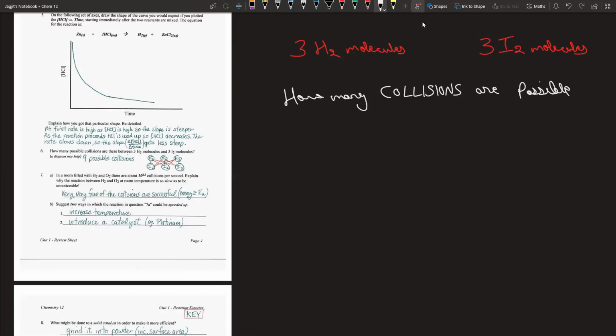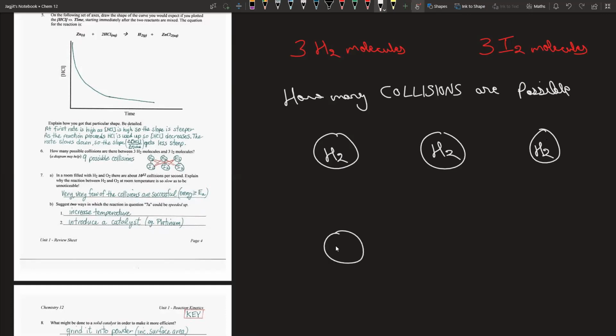So let's think about it. What you have is 3 molecules of H2, right? So let me draw those out. First molecule of H2, second molecule of H2, third molecule of H2. And you have 3 molecules of I2. So you have first molecule of I2, second molecule of I2, third molecule of I2. Do you agree? Now let's see how many collisions are possible.